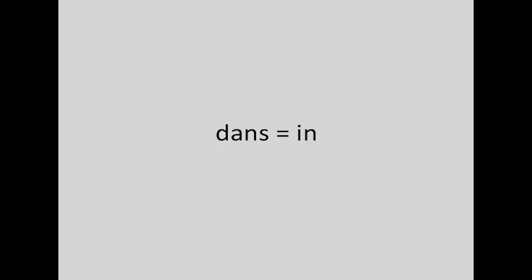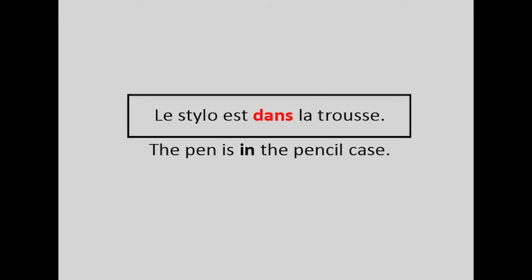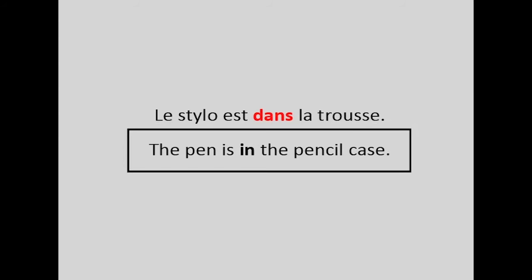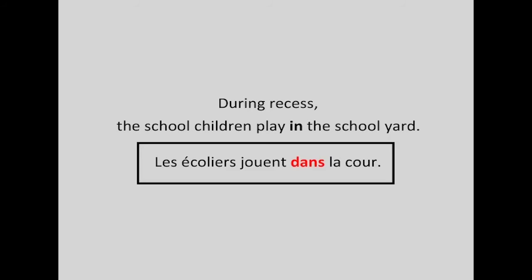The third preposition that I'll teach you is dans. Dans means in. Let's put this preposition in a sentence. Le stylo est dans la trousse. In English, this sentence translates as the pen is in the pencil case. Let me give you another example. During recess, the children play in the schoolyard. This sentence translates as les écoliers jouent dans la cour.